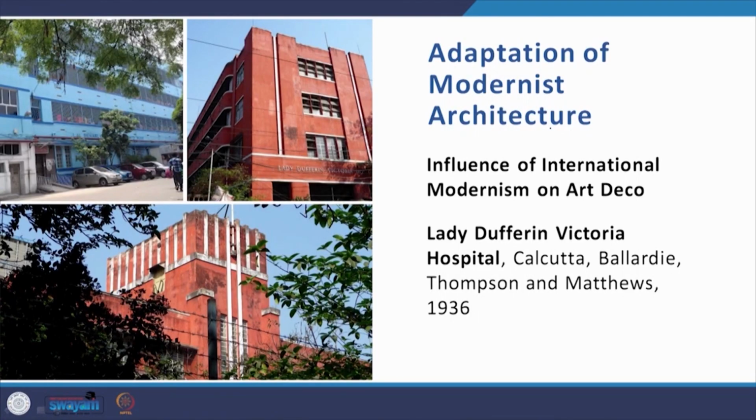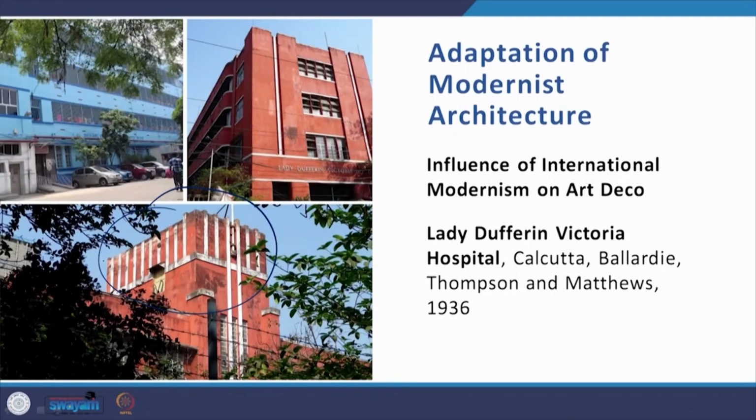And then the influence again of international modernism on Art Deco, you find that in the Lady Dufferin Hospital by Ballardie, Thompson and Matthews in Calcutta in 1936. And how do you see that? You do find remnants of Art Deco features here, whether it is at the top of the hospital, whether it is in the curved segment of the balconies. But when you look at the overall form, rather than being a curved form or a curvilinear form, it is becoming more of a cuboidal form.